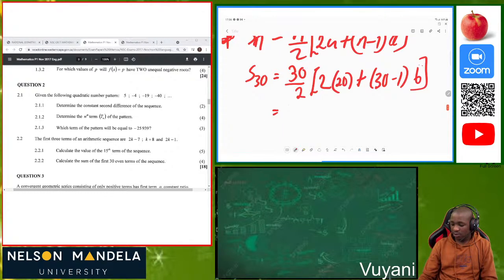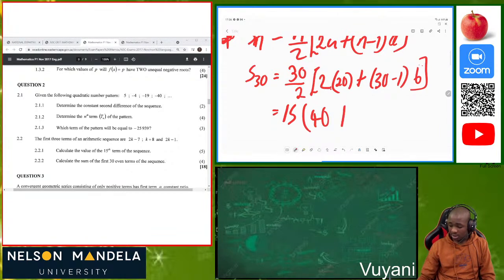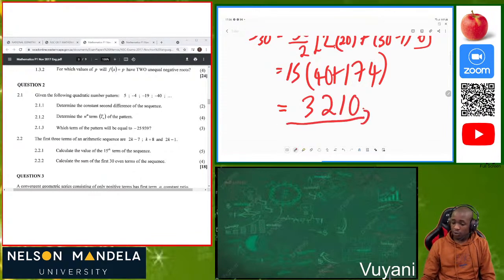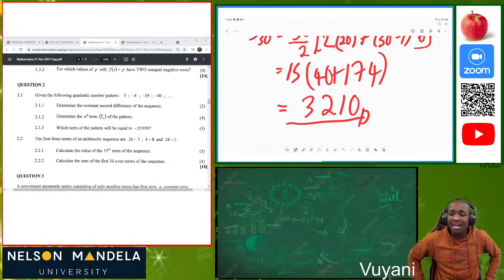We know that 30 divided by 2 is 15. We know that this is 40. 30 minus 1 is 29. 29 times 6, that's 174. Then after that, you can finalize using your calculator so that you can get the sum, which is 3,210. So the sum of the first 30 terms will be equal to 3,210.